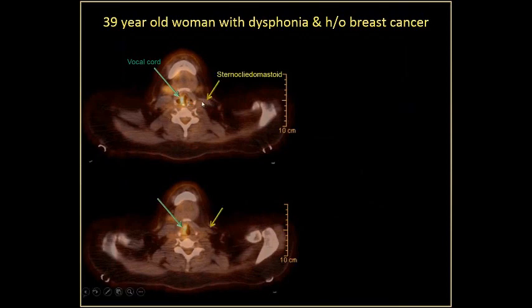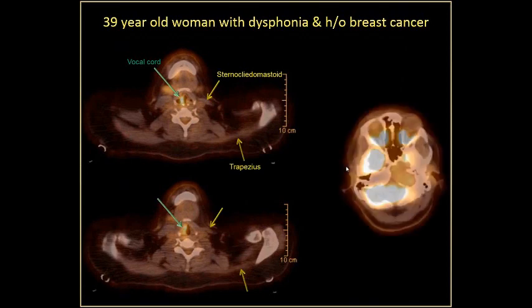And there we go. So the sternocleidomastoid on the left is atrophied compared to the right side. And now you see where I'm going with this. The trapezius muscle is also atrophied. So here we have signs of 10 and 11 atrophy. And when we look at the skull base, we see this FDG-avid lesion.